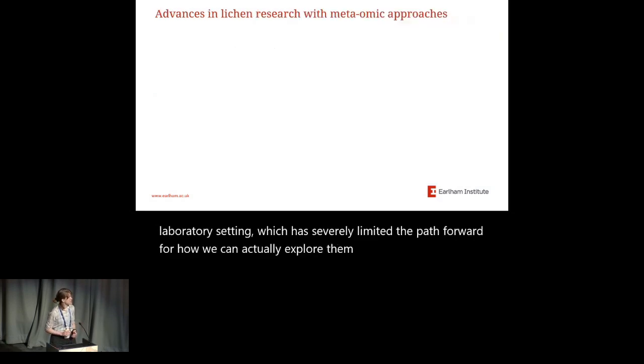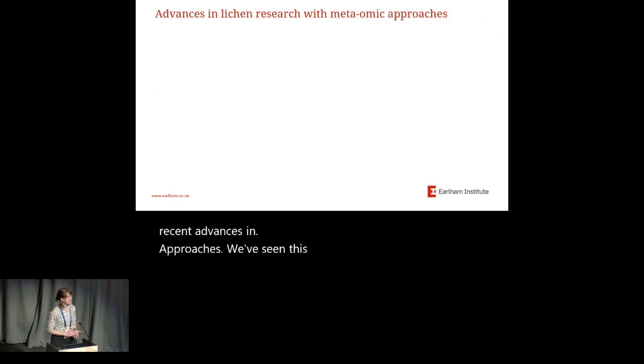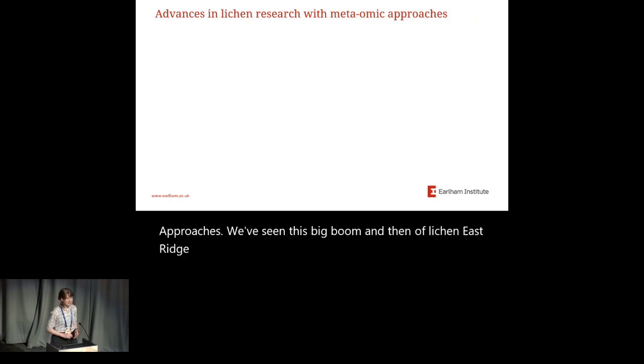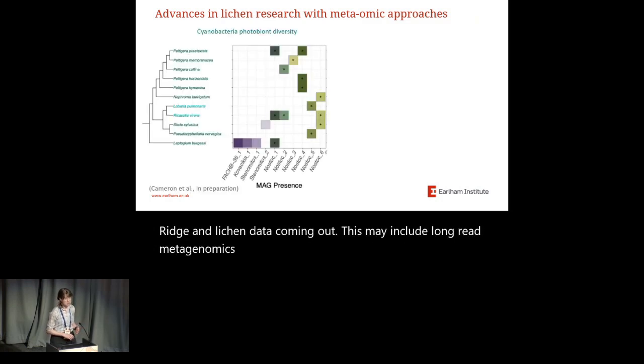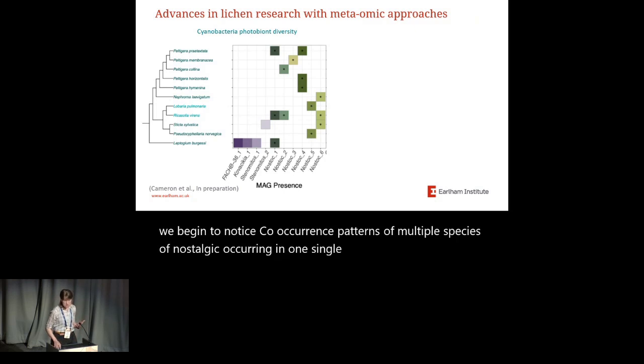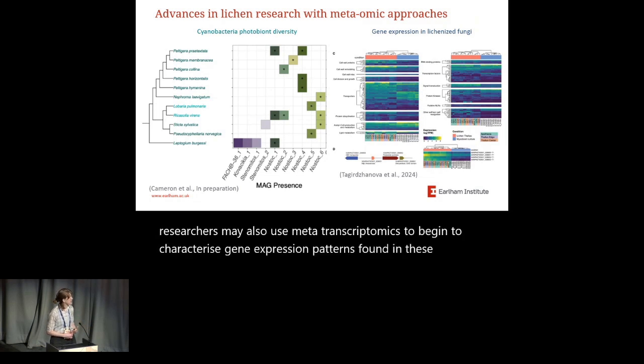However, with more recent advances in meta-omic approaches, we've seen a big boom in the amount of lichen research and lichen data coming out. This may include long-read metagenomics, where we're able to characterize the cyanobacterial diversity across a series of different lichens, and we begin to notice co-occurrence patterns of multiple species of Nostoc occurring in one single lichen, while other researchers may also use metatranscriptomics to begin to characterize gene expression patterns found in these lichenized fungi.